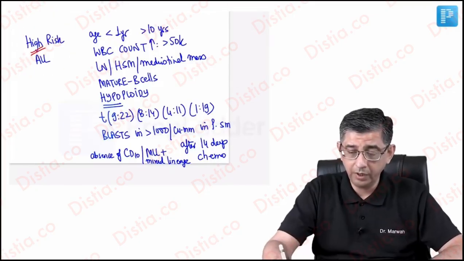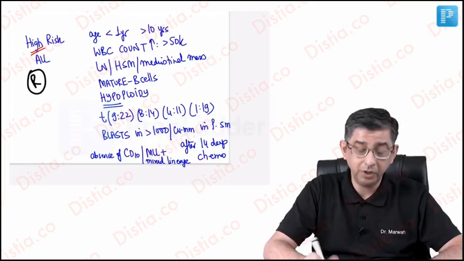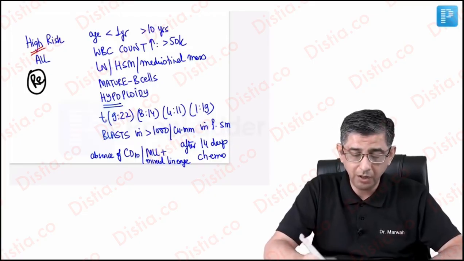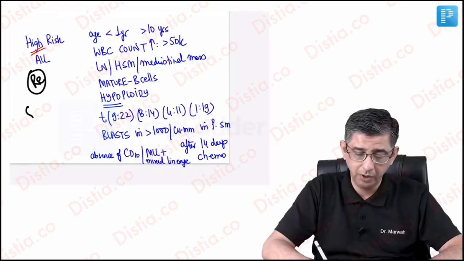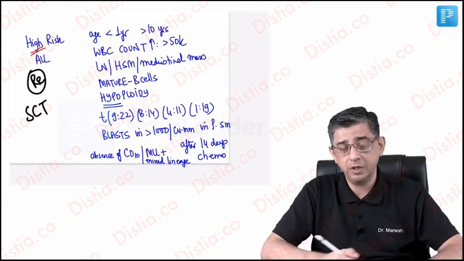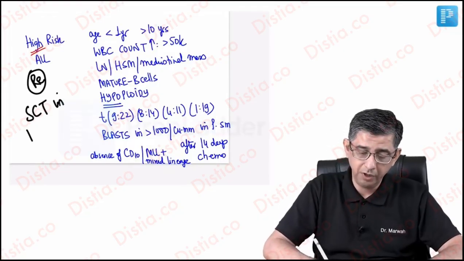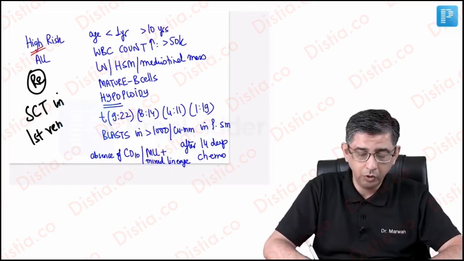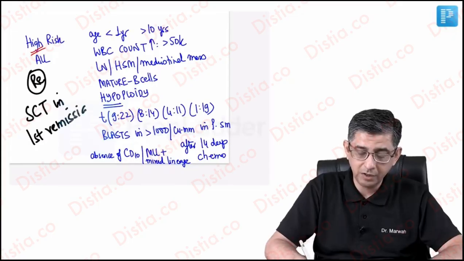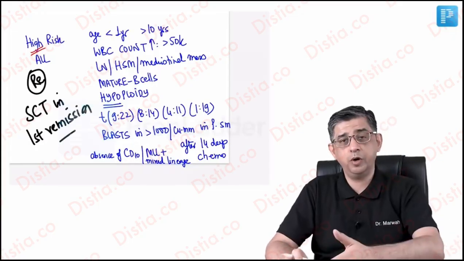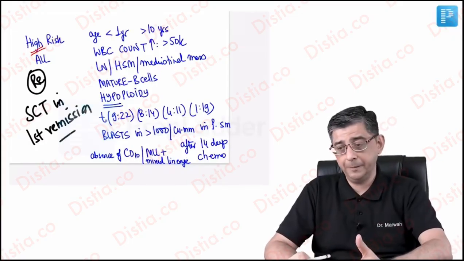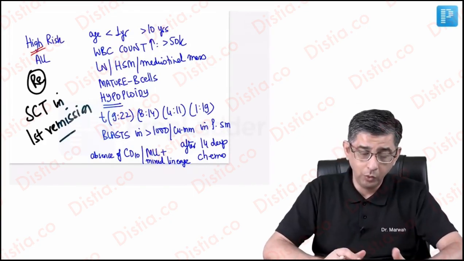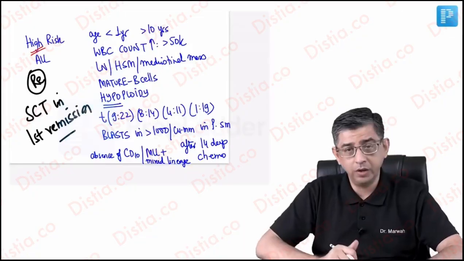What is recommended here, I'll just put alphabet R, means what is recommended for these patients. Recommended for these patients would be to go in for an allogenic stem cell transplantation in the very first remission. So I'm gonna give chemo, knock out the bad guys, and then as early as possible try to get over the problem by giving this guy bone marrow from a healthy donor.